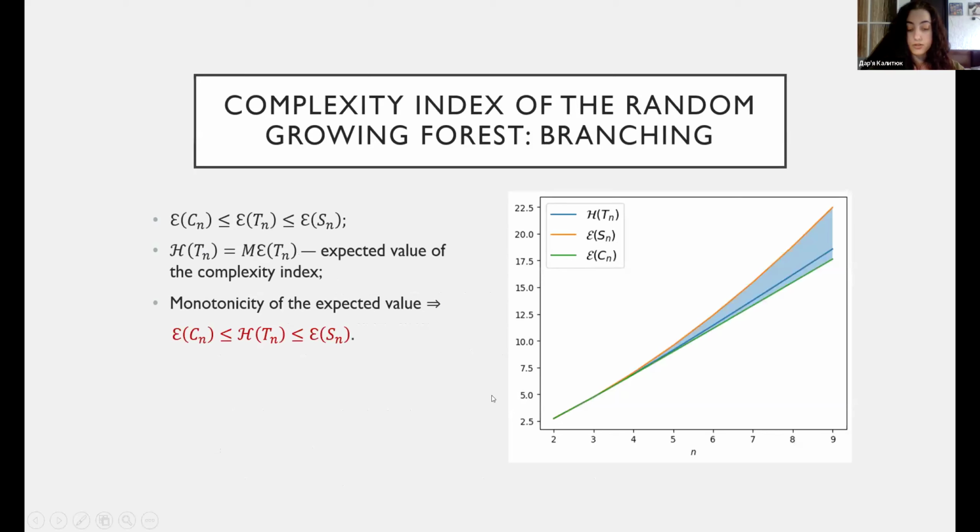Finally, we can assert that due to the property of monotonicity of the expected value, it has the same boundaries as the index itself. And moreover, as we can see on the following plot, the expected value is always closer to the lower bound, and so that is the bound we would try to improve.